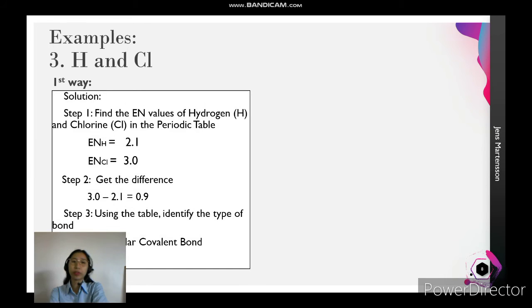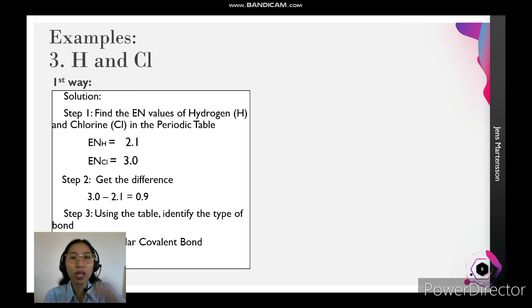Sige, so let us proceed with the first way. First things first, you look for the EN value for hydrogen, which is 2.1, whereas the EN value of chlorine is 3.0. Then we get the difference starting with the bigger number, which is 3.0 minus 2.1, the smaller value. That is equal to 0.9. Now, kung atong gamiton ni siya, we're going to look for 0.9 in the table.